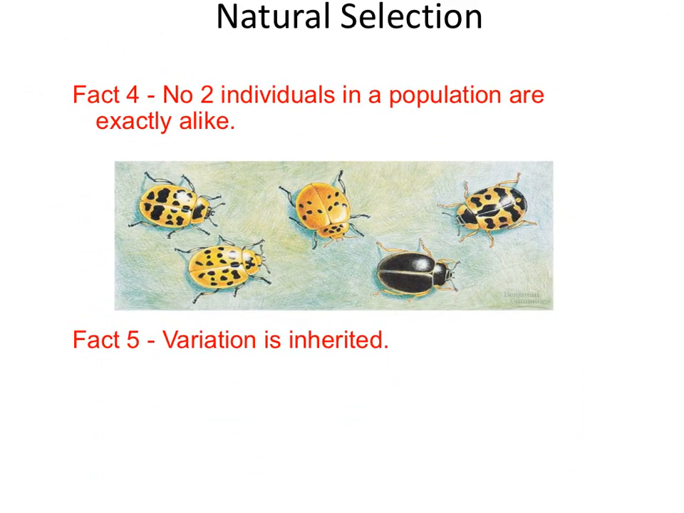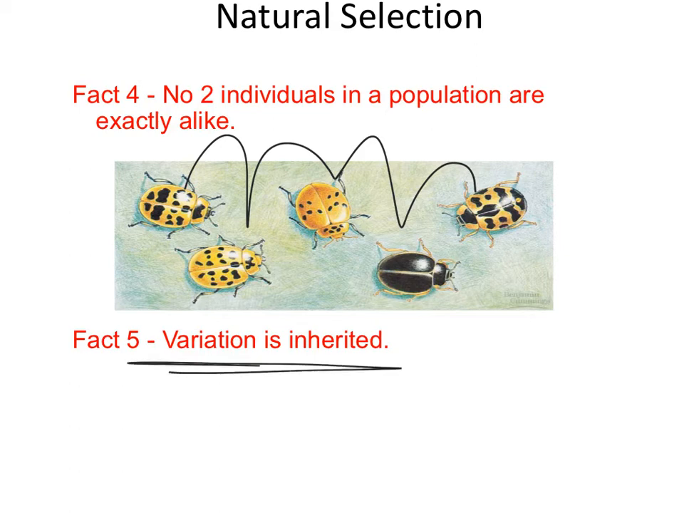Also with natural selection, we see that no two individuals in a population are exactly alike. To remind you, the reason these different organisms look different is due to their DNA. So why will some survive? Why will some die? It's due to what they look like, but that is due to their DNA. Variation is inherited, meaning you get your DNA from your parents.